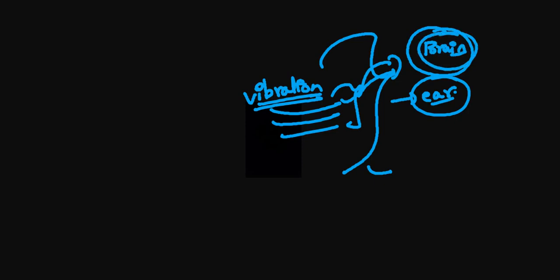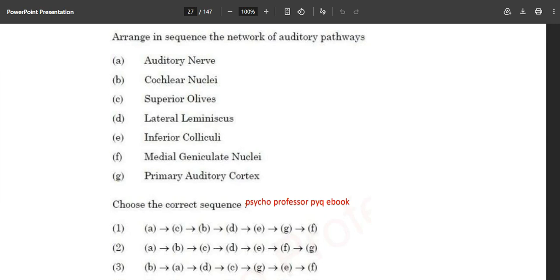Okay, but before answering this, you need to think, what is going to be the correct answer for this particular question. Arrange in sequence the network of auditory pathways. Okay, this auditory pathway is important for you.